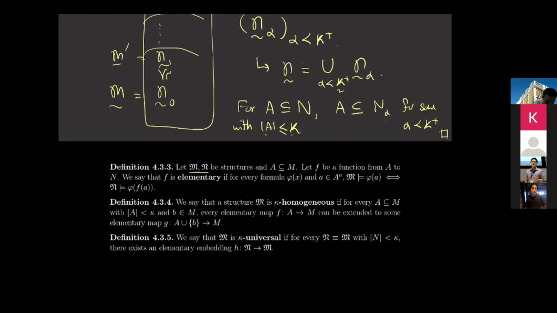So if you have M and N structures and A is a subset of M, let F be a function from A to N. We say that F is elementary if for every formula phi(x) and every tuple a in A to the n, M satisfies phi of a if and only if N satisfies phi of F(a). Here this is just an elementary function, because the domain of this function is not a structure.